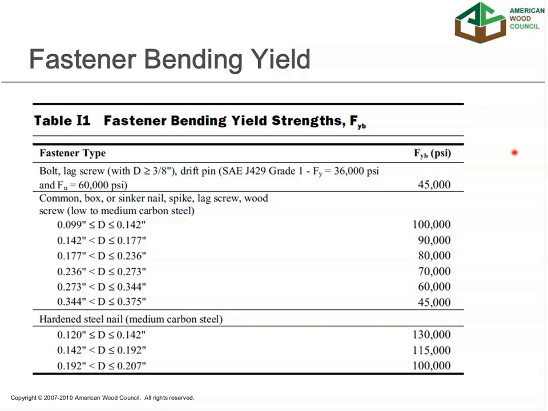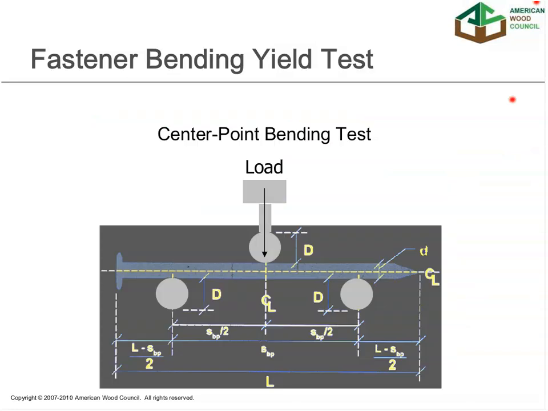This is Table I-1, which tabulates those bending yield strengths for bolts and lag screws at 45,000 psi, and then the nails or hardened steel nails. Those values are for the most part determined from center point bending tests. For the larger diameter fasteners, it's actually a ratio of tensile yield and tensile ultimate strength of the material. But for the nails and wood screws, it's based on a center point bending test per ASTM standards.